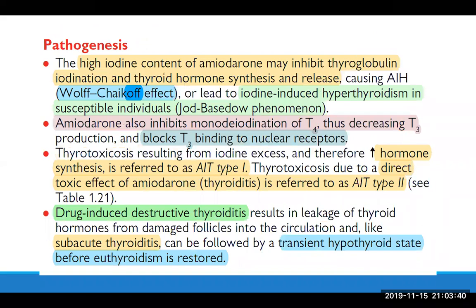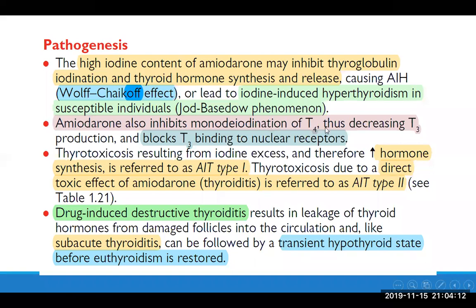Pathogenesis of hypothyroidism: a high dosage of iodine can inhibit thyroglobulin iodination and thyroid hormone synthesis, what is known as the Wolff-Chaikoff effect. Off means decreased synthesis, hypothyroidism. Just to memorize, Wolff-Chaikoff versus Jod-Basedow. Another one, iodine-induced hyperthyroidism in susceptible individuals is the Jod-Basedow phenomenon.